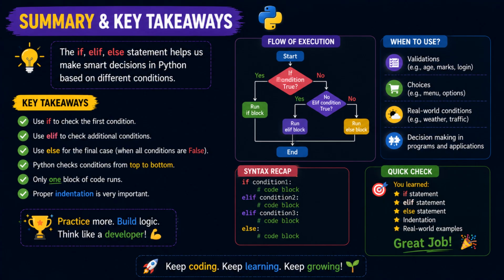Now let's quickly revise what we learned today. We use if to check the first condition. We use elif when we have another condition to check, and we use else when none of the conditions are true. And don't forget, proper indentation is very important in Python.